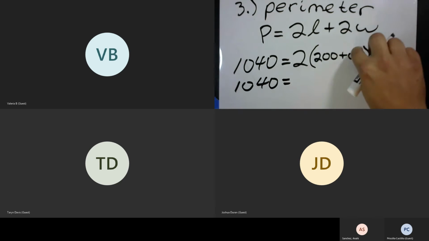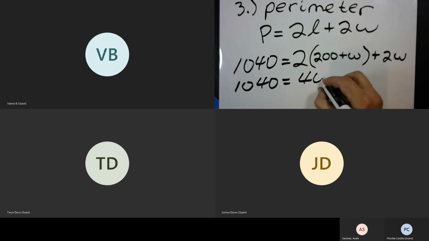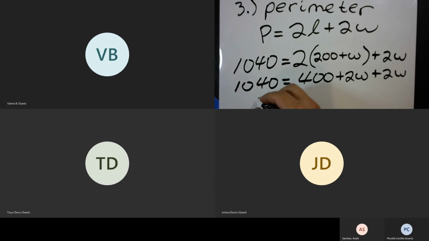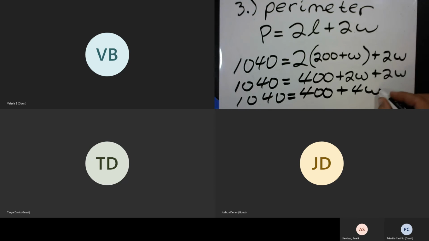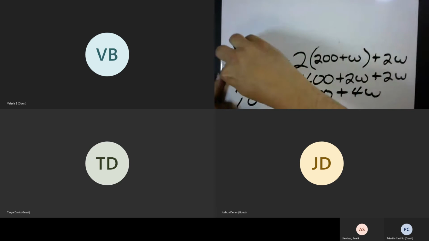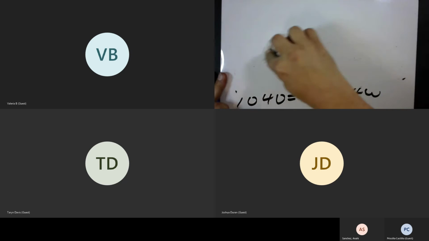So I'm going to distribute 2. And if I combine these like terms, I'll get 1040 is 400 plus 4W. And so that's going to be the equation we're going to solve.